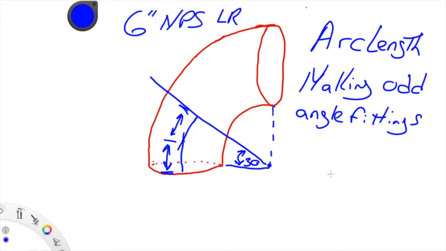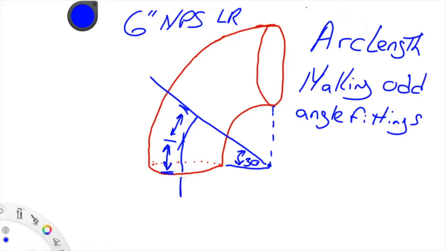Today we're going to solve arc lengths for odd angle fittings. We can make any degree fitting we want if we know what our inside arc length, our center arc length, and our outside arc length are. Okay, some things you need to know.